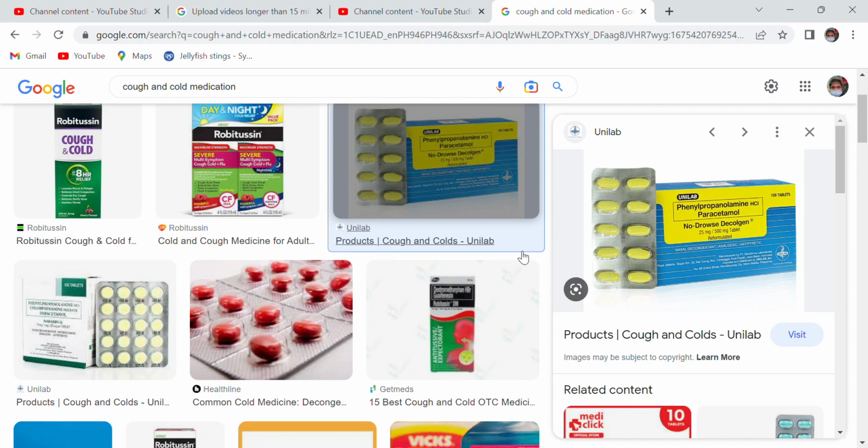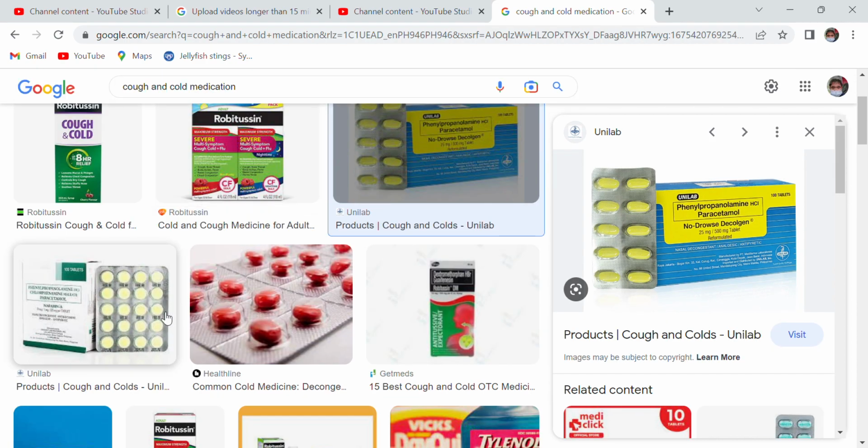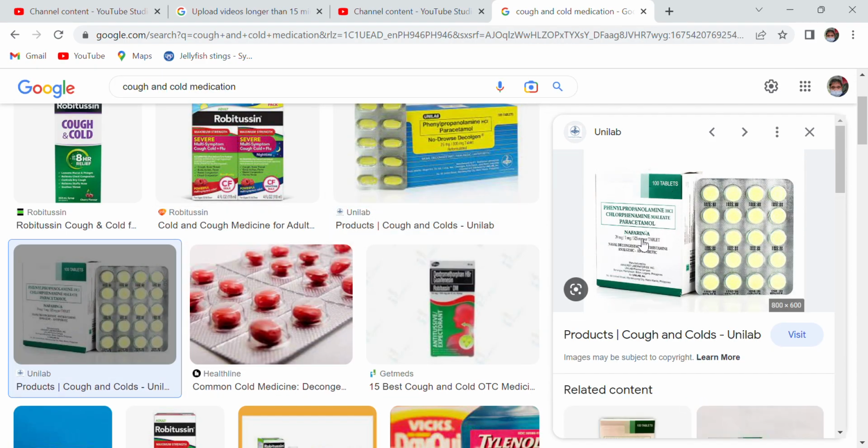But if you want to find other medications that have all the components for cough, colds, and fever, you might try this one, Nafarin A. The phenylpropanolamine is for nasal decongestant. Antihistamine: why antihistamine? Because some of the cough and colds are caused by allergies. So you can also try this one, Nafarin A, and paracetamol is also an antipyretic and analgesic.